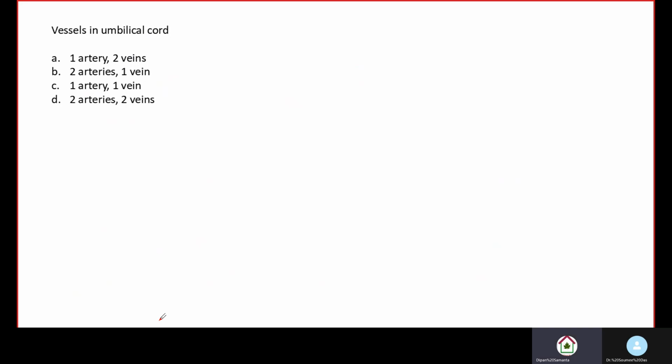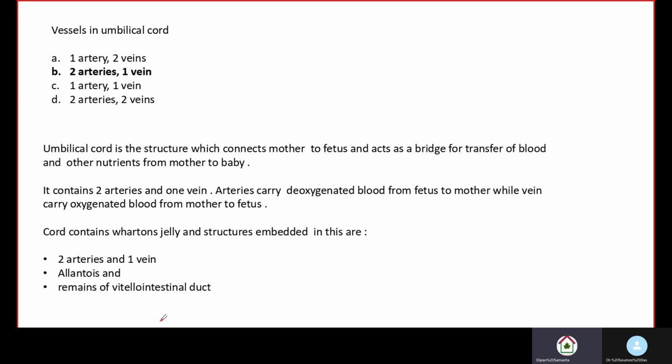Vessels in umbilical cord. How many? One artery, two veins; two arteries, one vein; one artery, one vein; two arteries, two veins. And the answer will be two arteries, one vein. It contains two arteries and one vein.